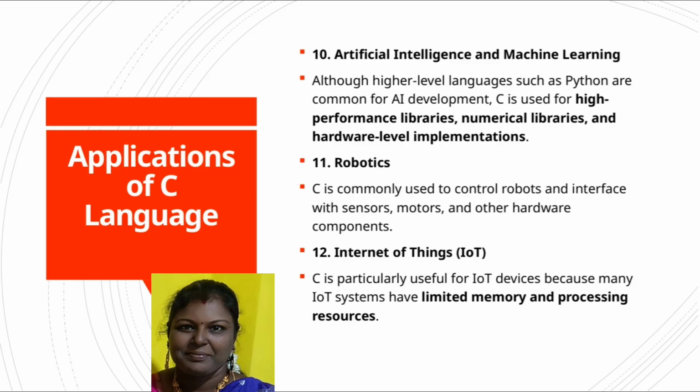Finally, the Internet of Things. C is perfect for these devices because it works well with limited memory and processing power. These applications show just how versatile C remains today.